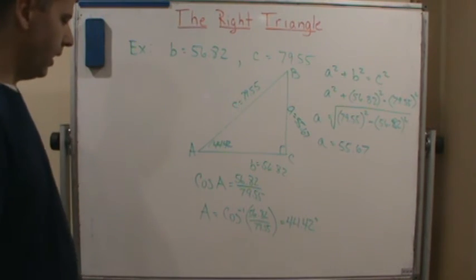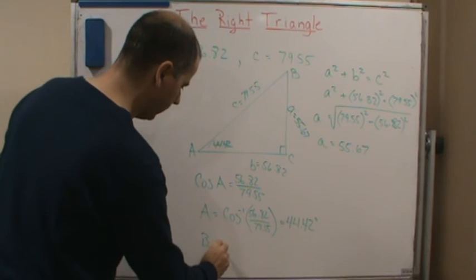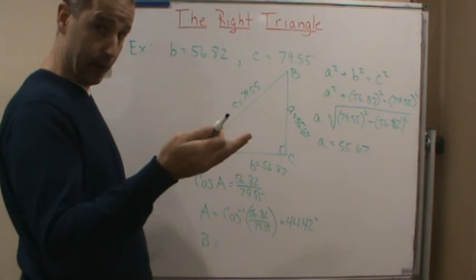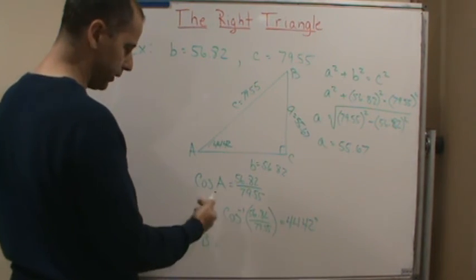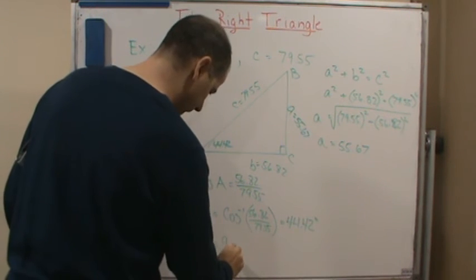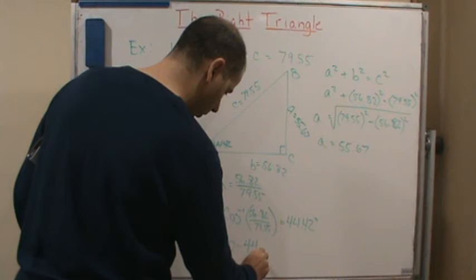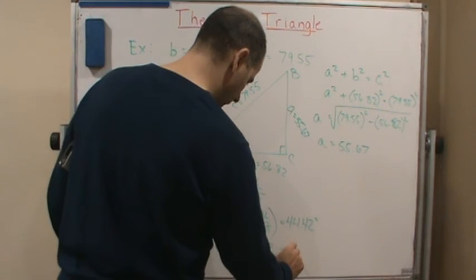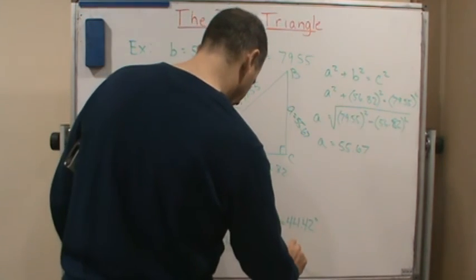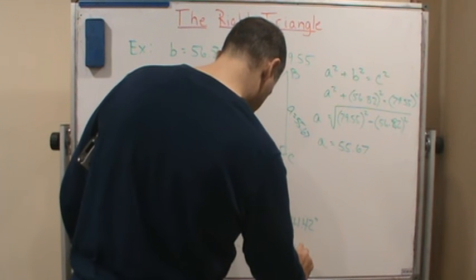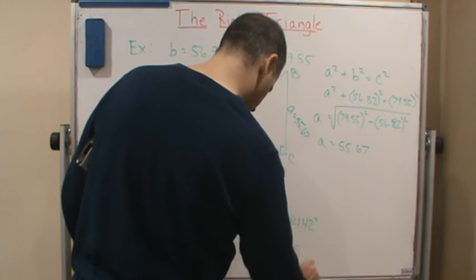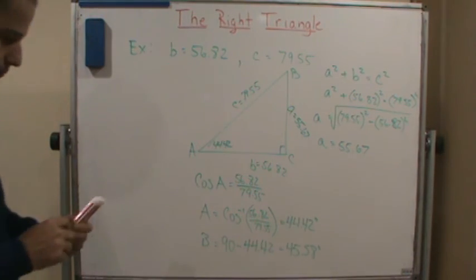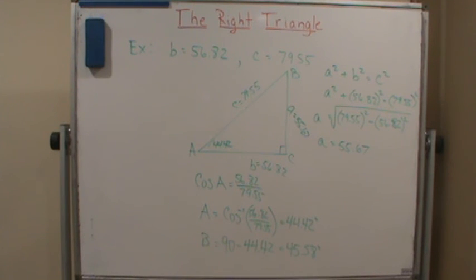And then of course, all I have to do to find angle B is subtract this from 90, right? They have to be complementary. So B equals 90 minus 44.42, which is going to give us 45.58 degrees. And we're done.